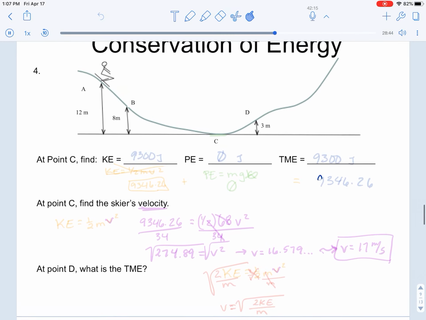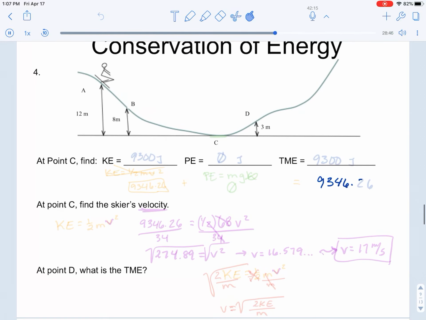9346.26, remember, was our total, and that's going to stay the same. So at point C, we are now on the ground, right here. This would be considered ground level. So when we go to calculate, we could definitely say that we have a height of 0. Anything times 0 is 0. So my potential energy right now is 0 joules.